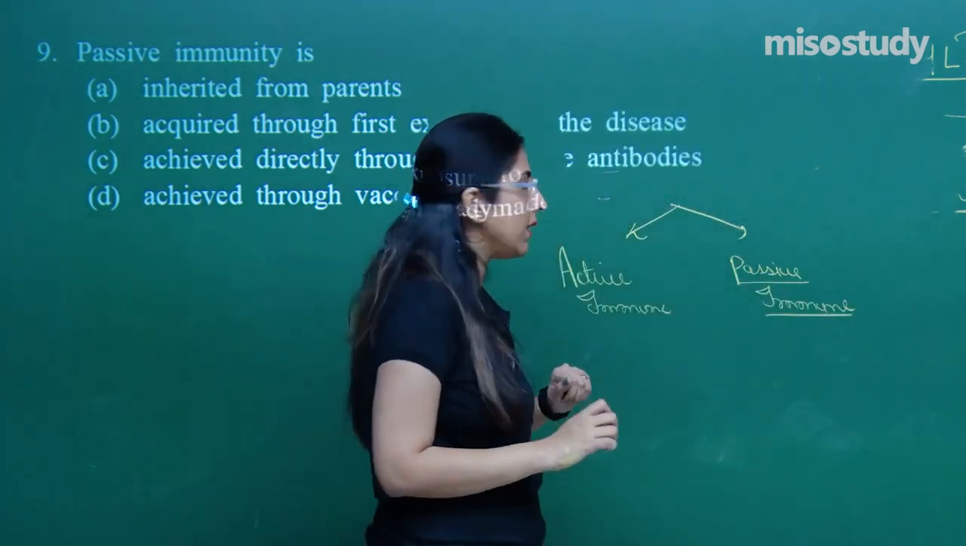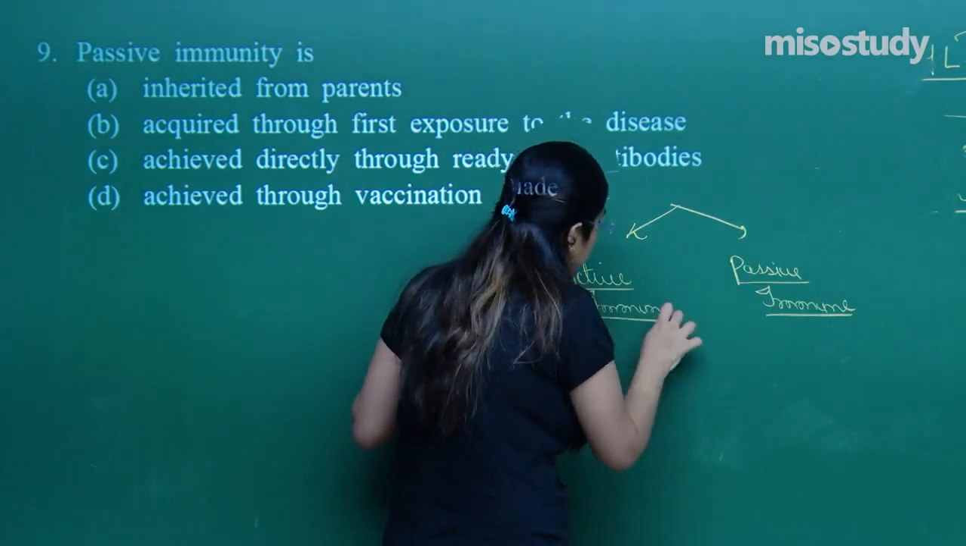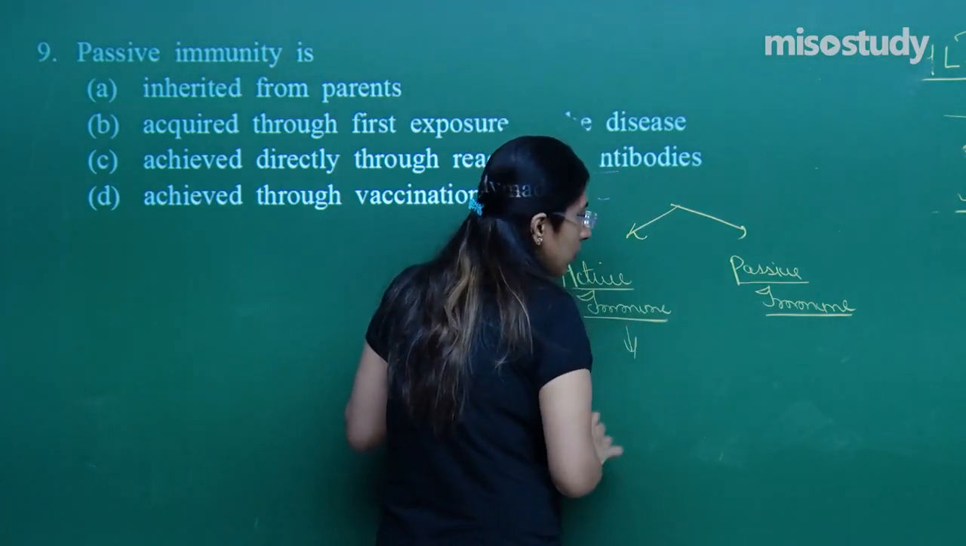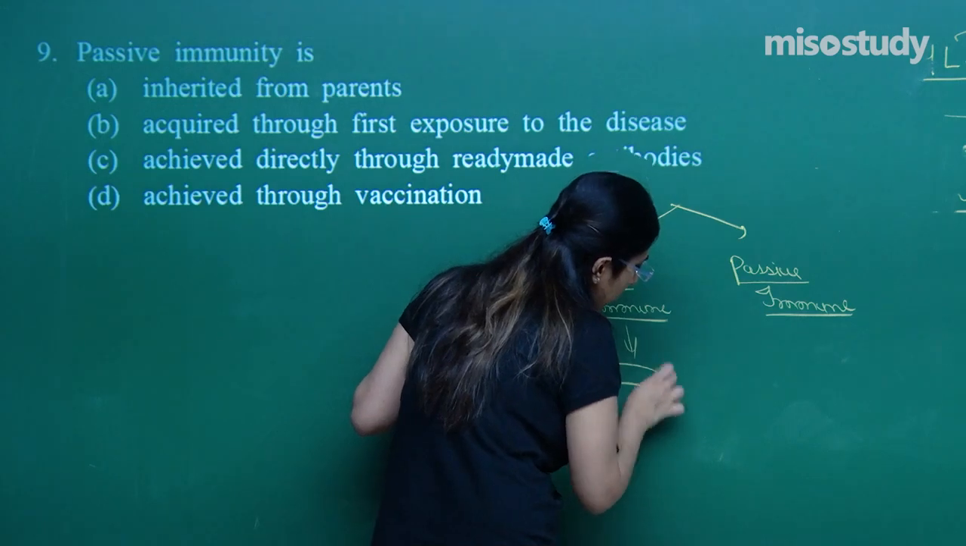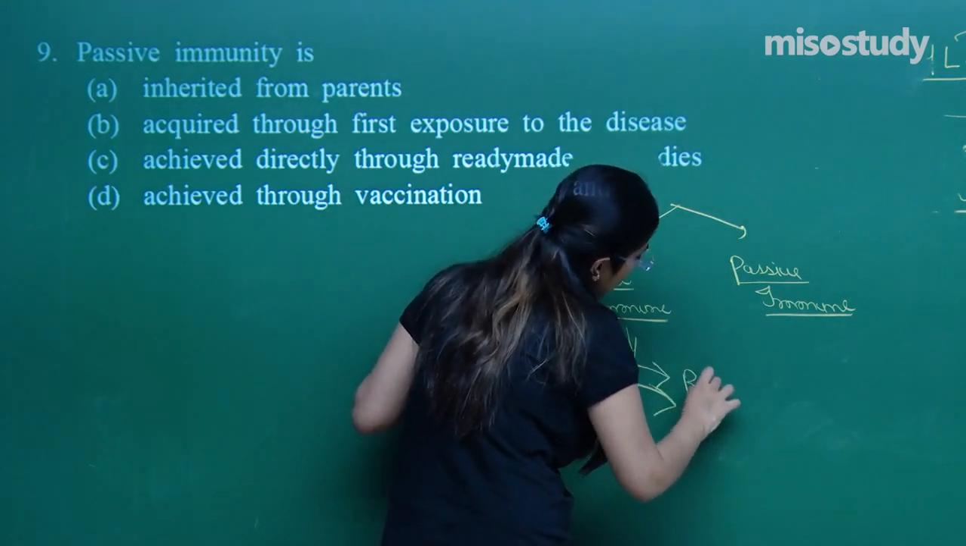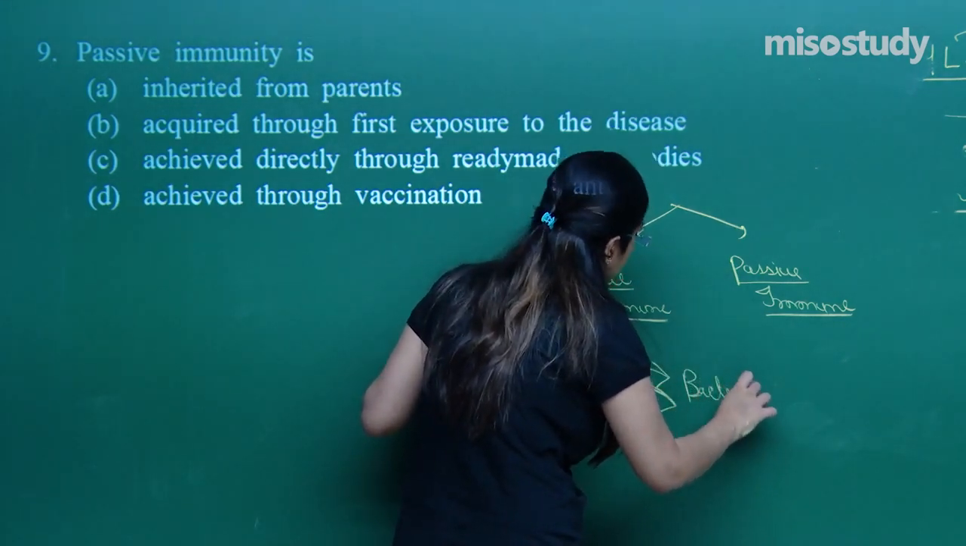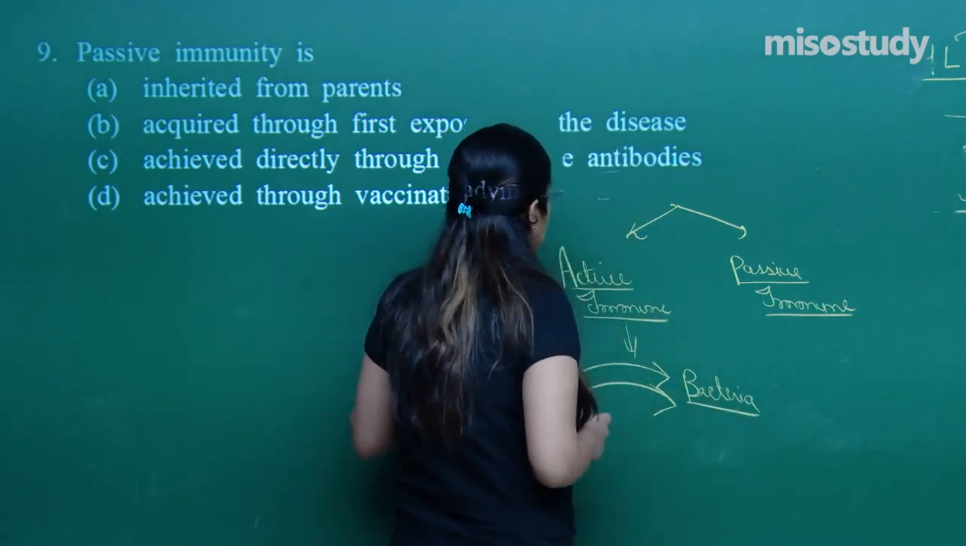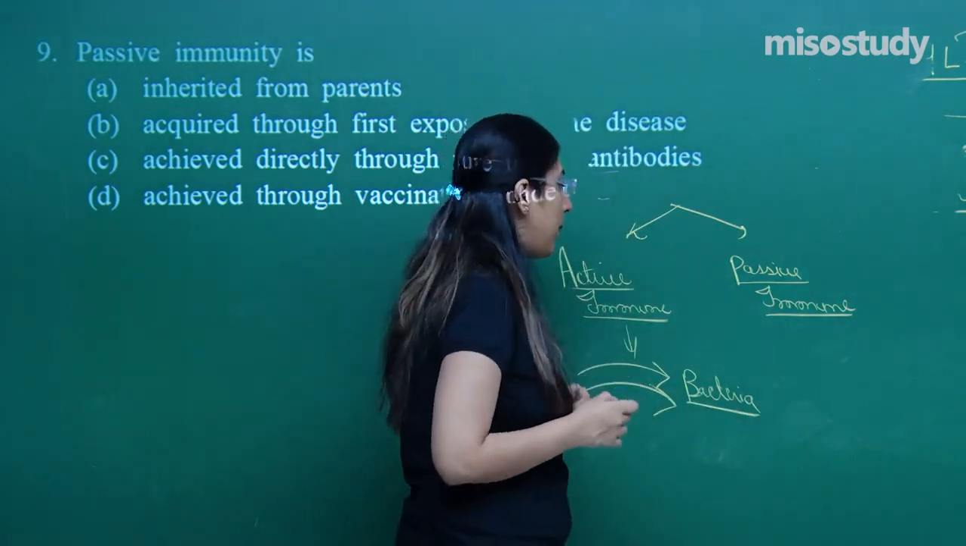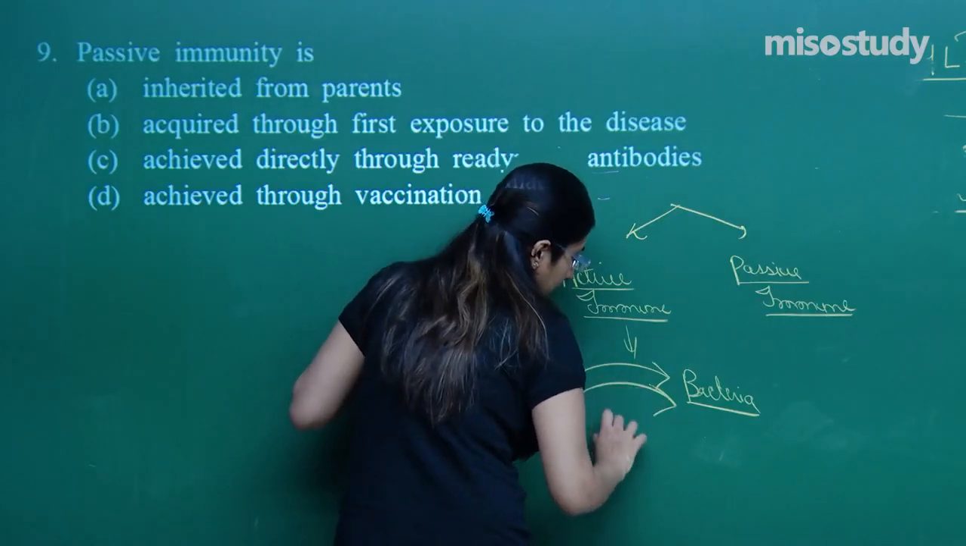Active immune system means our body is producing antibodies. We have immune cells, and those immune cells are trying to kill the bacteria or any kind of pathogen that enters our body by producing certain toxins, certain chemicals, and also various antibodies.